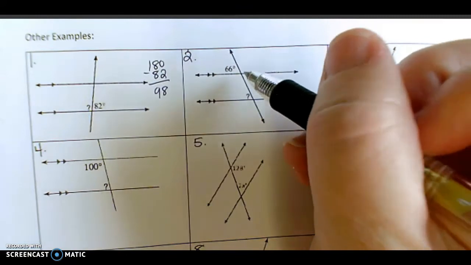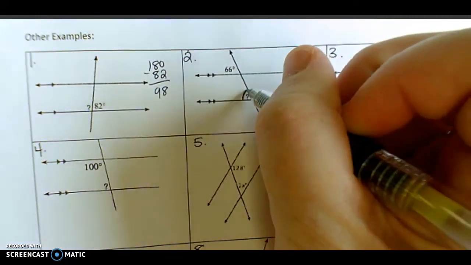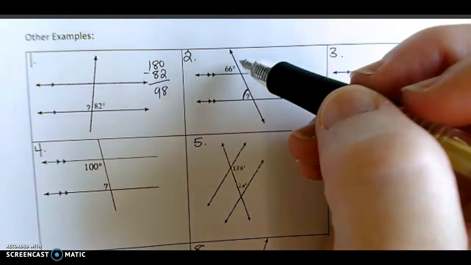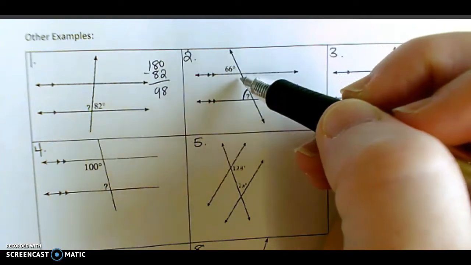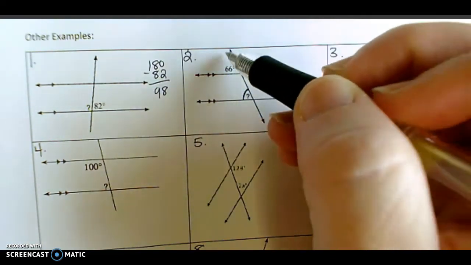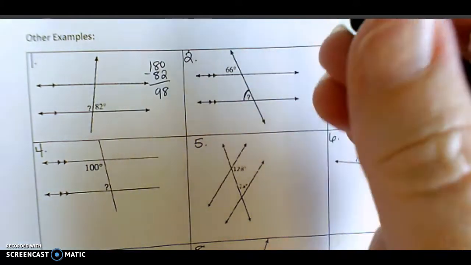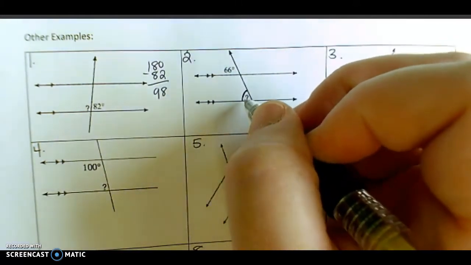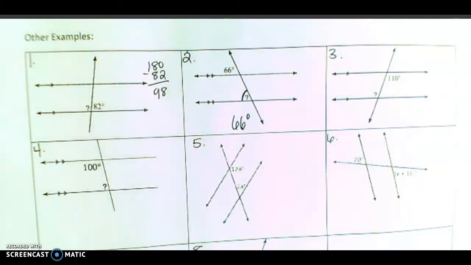On number 2, this is 66. Well, it's asking me for this angle. So first of all, I'm going to think about, okay, what angle is this? Well, that's corresponding because there's an angle, I'm skipping one, there's another, away from each other. Also notice that they're the same size, they're both little. That means that because they're corresponding, they're congruent, but also they're both little, so this is 66 degrees, not much to do there.